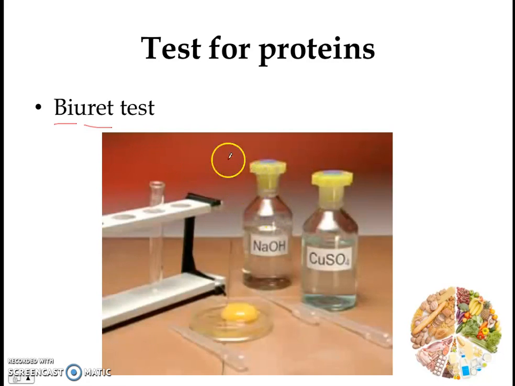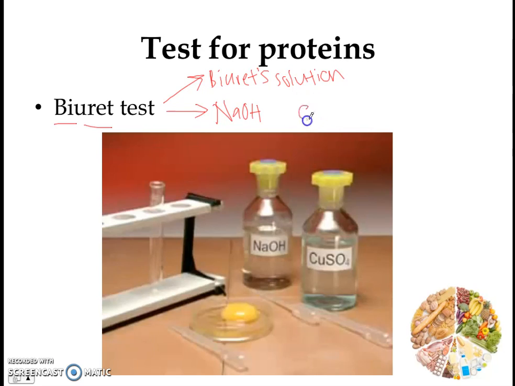Right, this Biuret test, you should have already watched the video online. So for the Biuret test, sometimes in your textbook you'll see you can use the Biuret solution, but most labs, actually, our school lab does not have a Biuret solution. So instead, we use sodium hydroxide and copper sulfate.